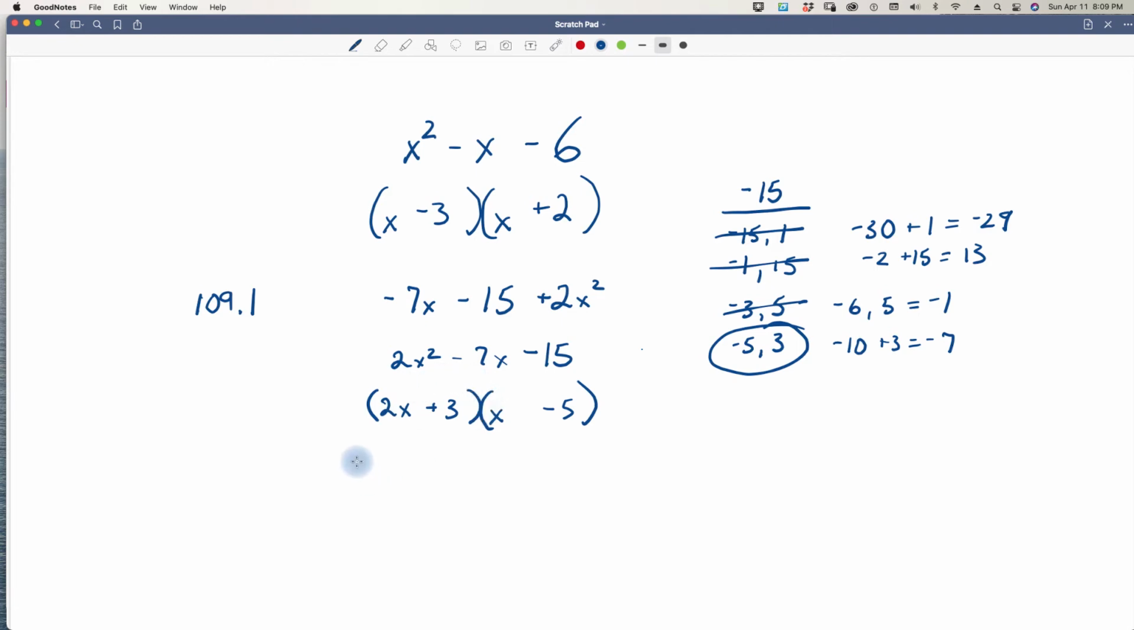2x times x is 2x squared. 2x times negative 5 is negative 10x. 3 times x is positive 3x. And 3 times negative 5 is negative 15. So when these two are combined, we get a negative 7x. So this is correct.